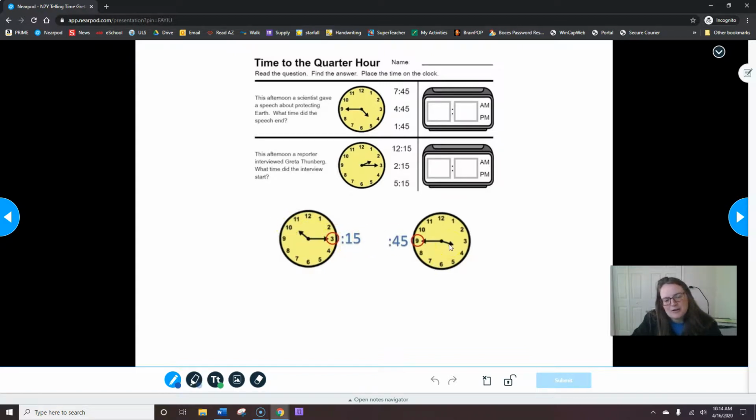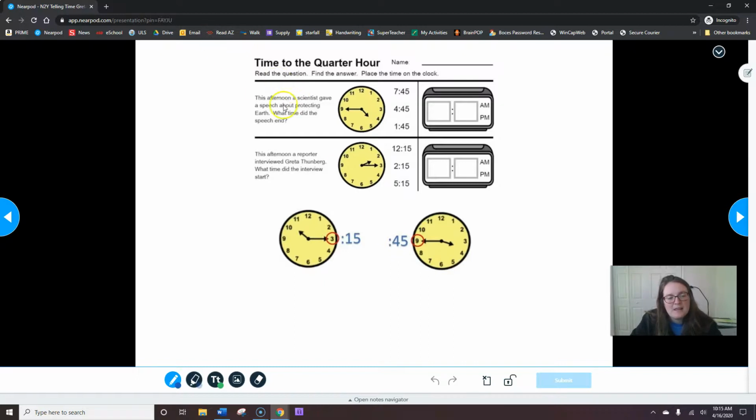Let's look at when it's 45. The little hand shows me it's 3. It didn't reach the 4 yet. So I'm going to count by 5s, and I hope that you can repeat after me if you can't do it with me. 5, 10, 15, 20, 25, 30, 35, 40, 45. So when the big hand is on the 9, that really means it's 45 minutes.